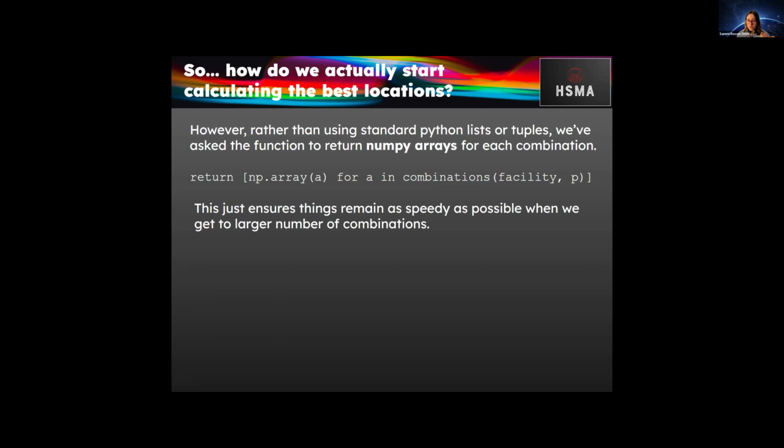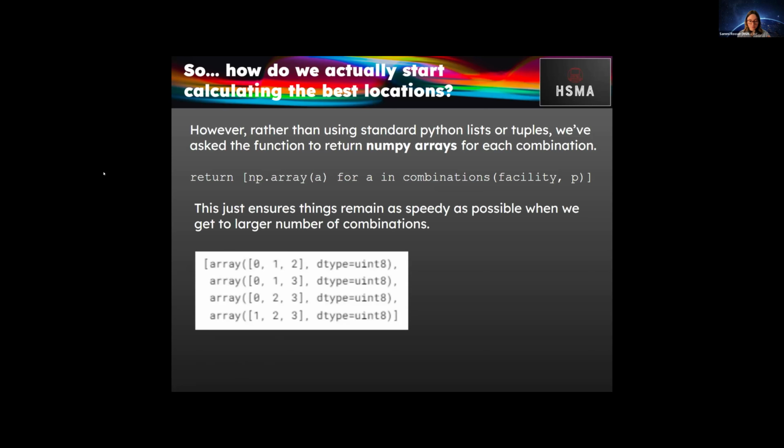So this is just, as I say, to ensure things remain as speedy as possible. What you get is just a list of NumPy arrays. NumPy arrays are basically a fancy list, just a faster, kind of better list. Fundamentally, that is the same as this. We're still getting a list of lists containing combinations of facilities.